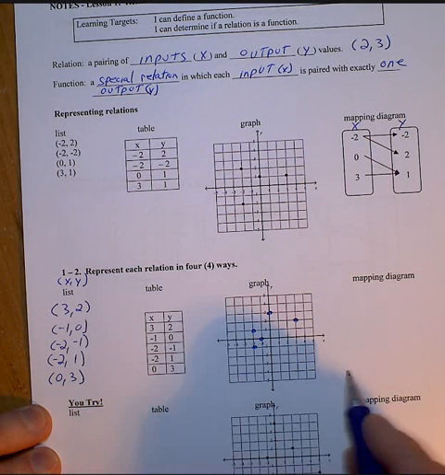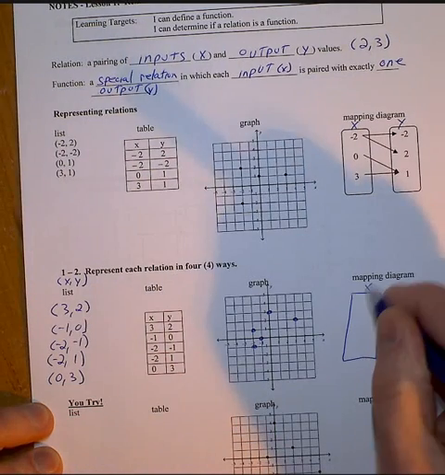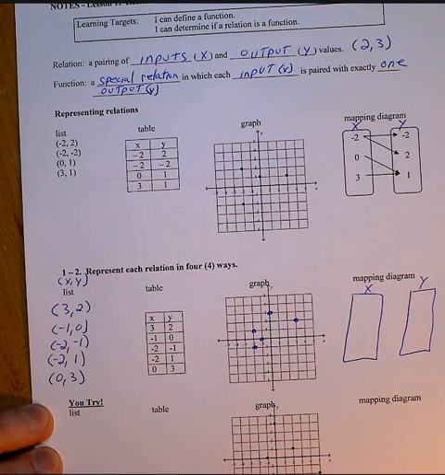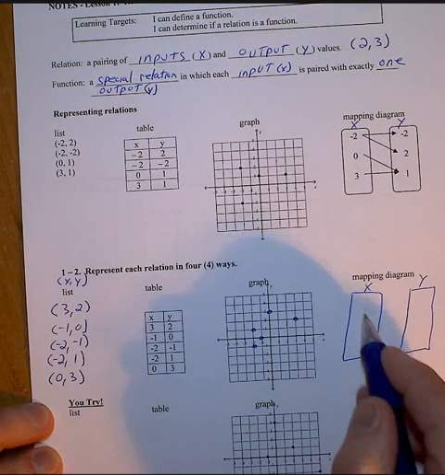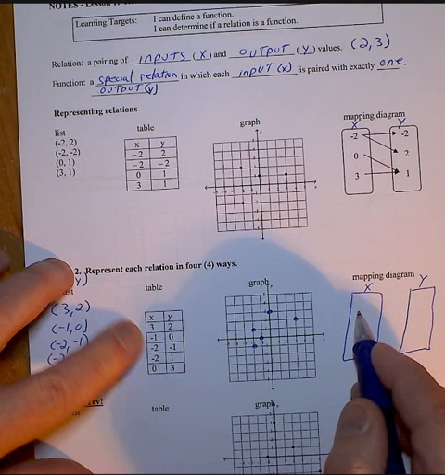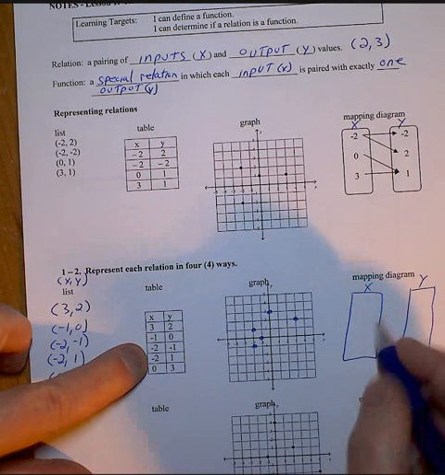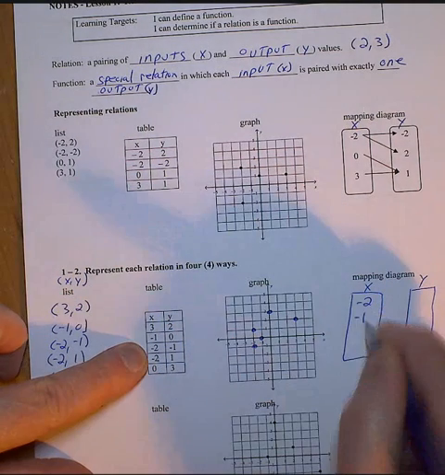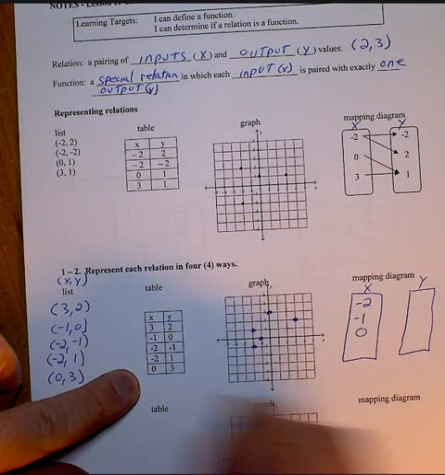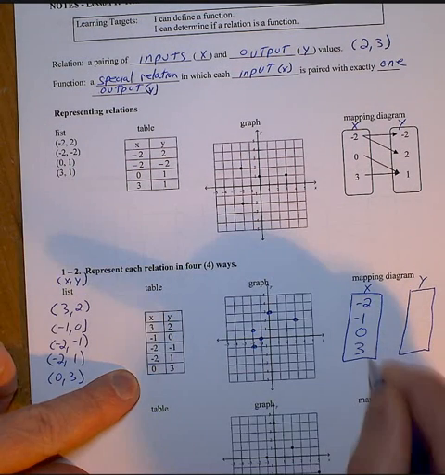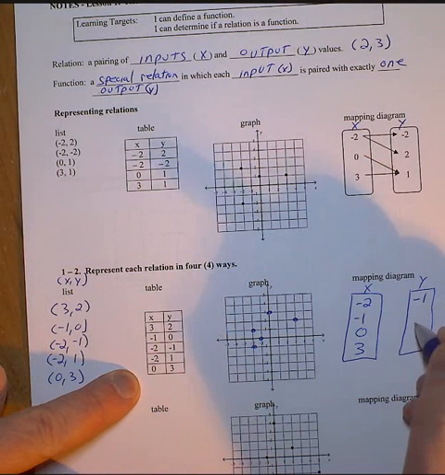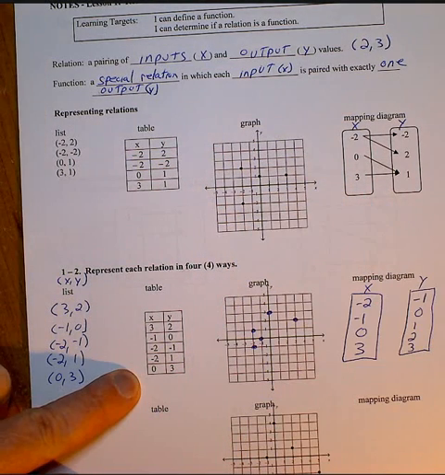Mapping diagram. We're going to draw our inputs, our x's, and our outputs, our y's. So let's list our inputs from least to greatest. I can look at the ordered pairs or the list right here. So what's the smallest number? -2. I have -2 again. I only have to list it once. Then I have -1. Then I have 0. And then I have 3. So I can list these in order also if I want. -1, 0, 1, 2, 3. I'm just going to list all my y's.